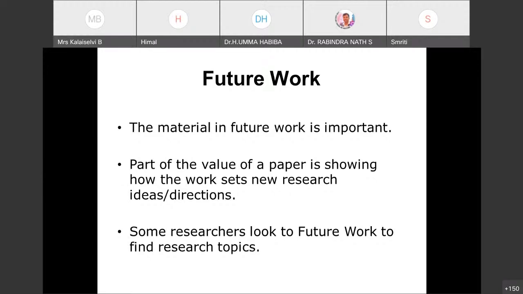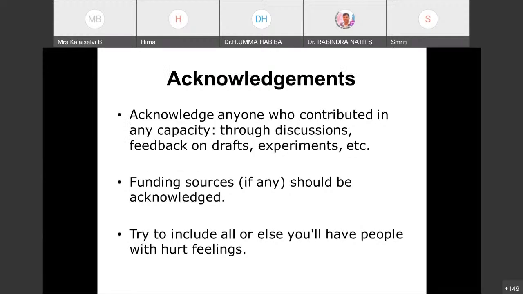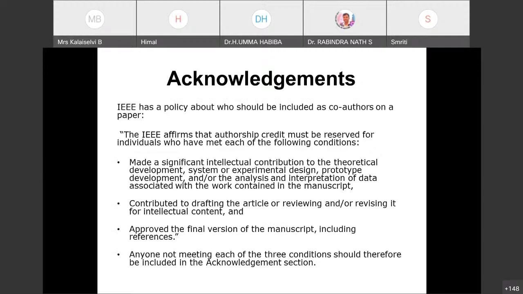So often some postgraduate researchers will read this future work section to get an understanding of what needs to be done further in this kind of topic, right? Okay. So then you have to give acknowledgements, because maybe your research was supported by various people, lab technicians, other colleagues, maybe they gave feedback and so on. So you need to acknowledge them. And in the case of IEEE, there are specific policies and guidelines to be acknowledged and so on.